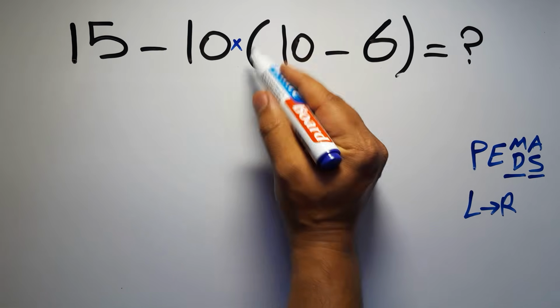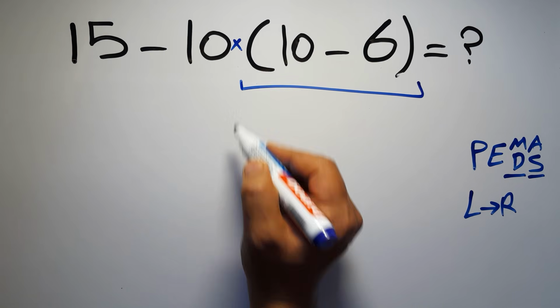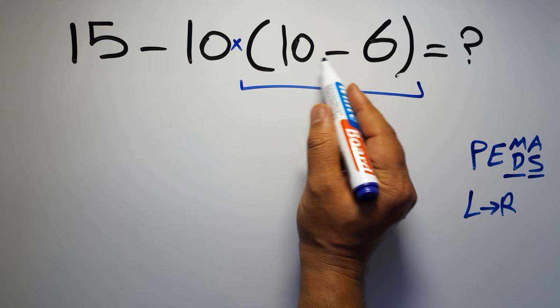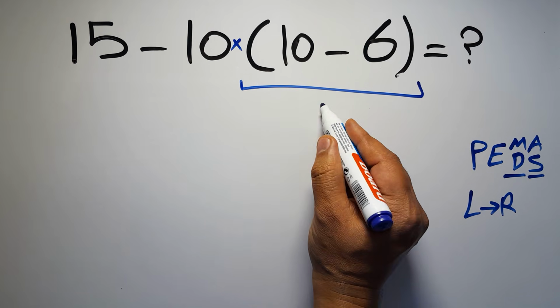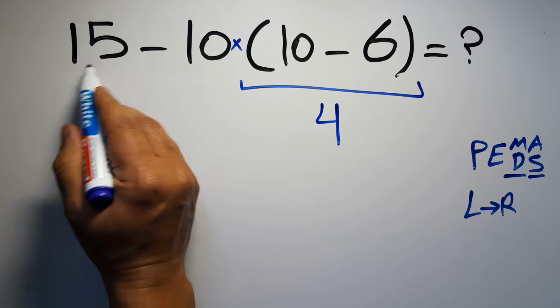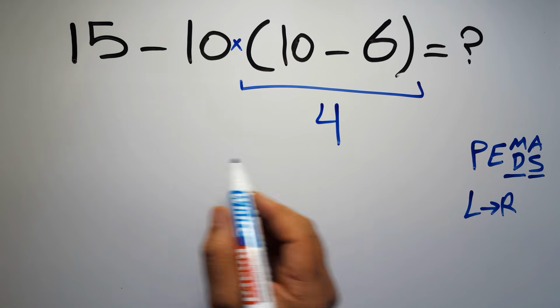So first we have to do this parentheses. Inside this parentheses we have 10 minus 6, which equals 4. So 15 minus 10 then times 4.